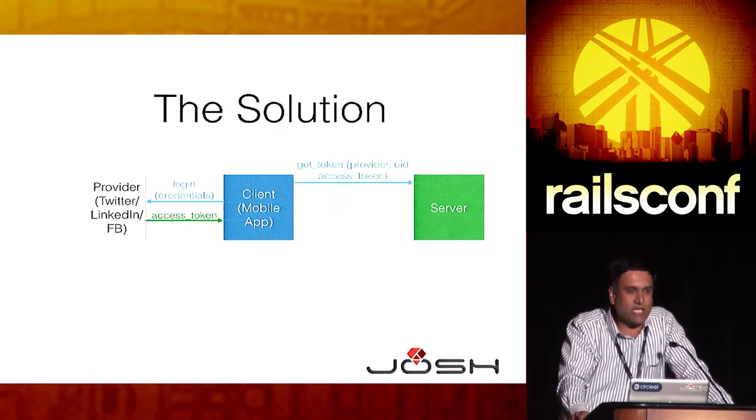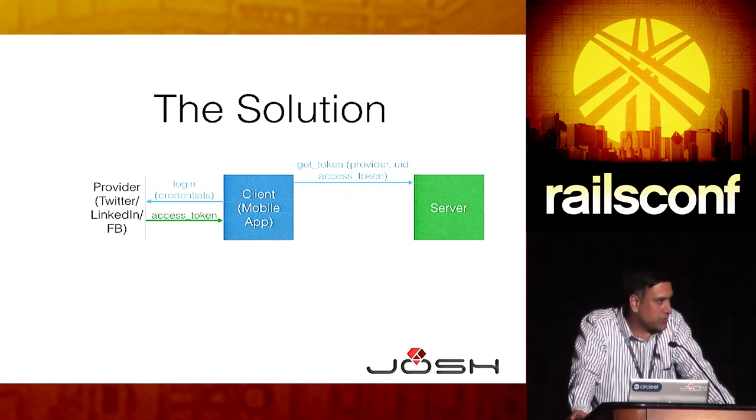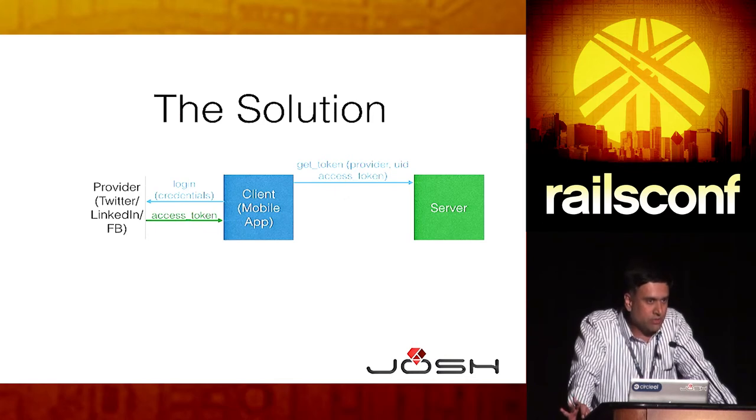Okay. So basically, what you need to do is pass back the access token that you get from Facebook or Twitter back to your server, along with the provider, for example Facebook, and the UID, which is essentially the Facebook UID. If you pass these three details to the backend server, it will be able to serve data based on the user.